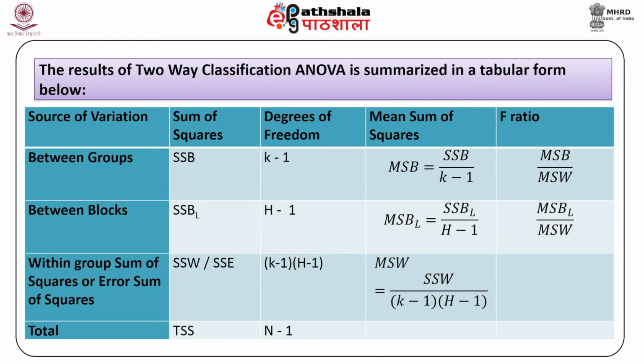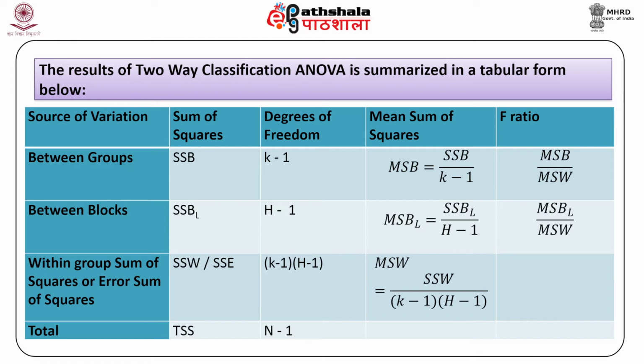The results of the two-way classification ANOVA can also be summarized in a tabular form below. Now, in this table, again we have the sources of variation, the sum of the squares, the degrees of freedom, the mean sum of the squares, which is the sum of the squares divided by degrees of freedom, and in the end we have the F ratio. In the rows, first we have the between groups variation, then the between blocks variation, then the within groups sum of the squares or error sum of the squares, and then the total sum of the squares in the last row.